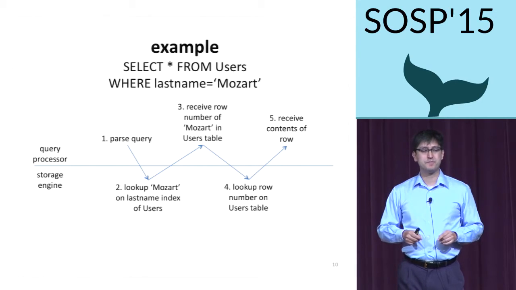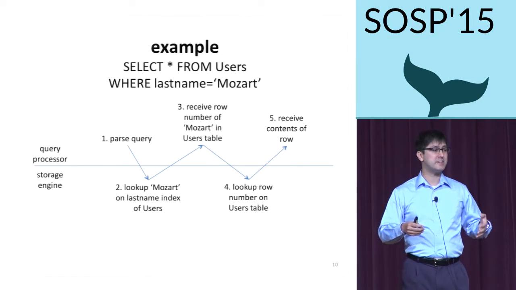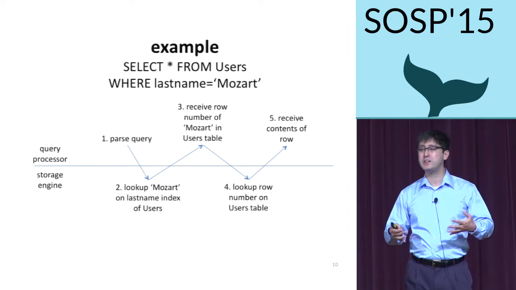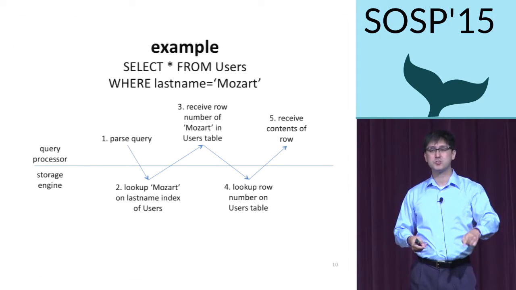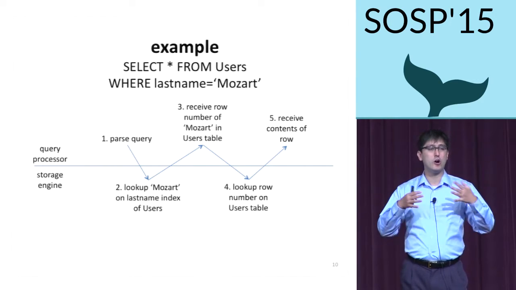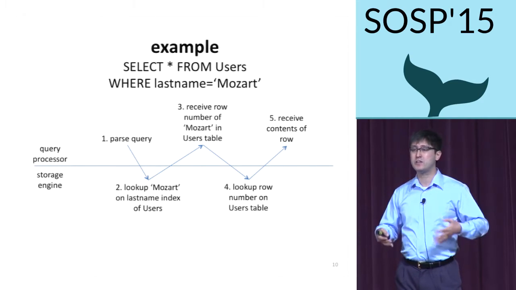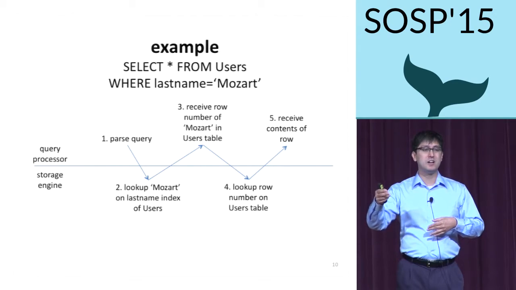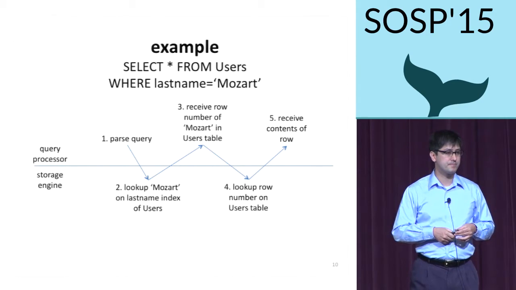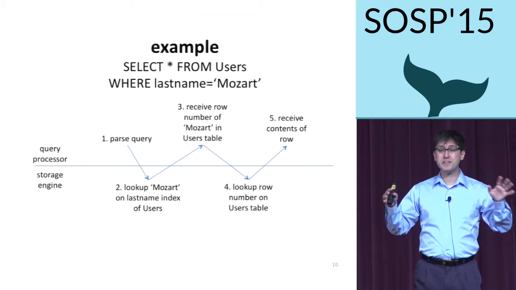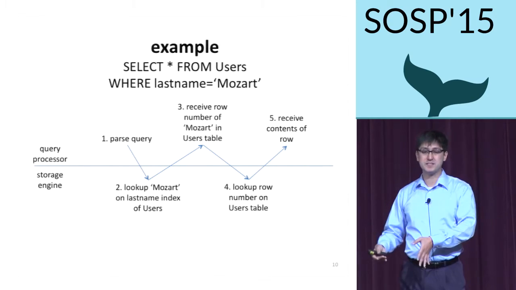It gets back the answer. The query processor then realizes, but I don't just want the primary key or the row ID of Mozart, I want all the columns. It issues a second request to the storage engine saying, please return me all the columns that correspond to this primary key or this row ID. It gets back the answer. Now the system is ready to return the answer to the application. This is everything you need to know about database systems for this presentation.